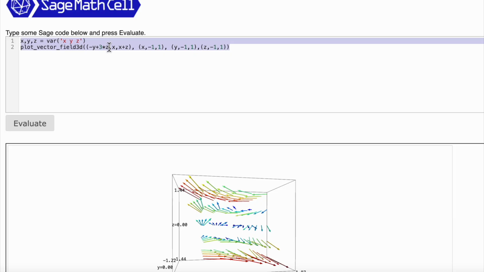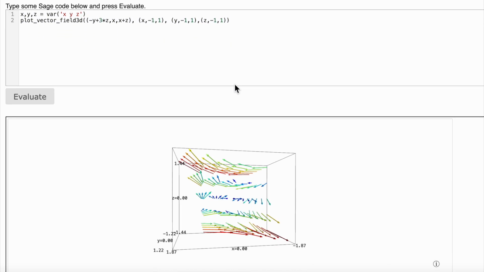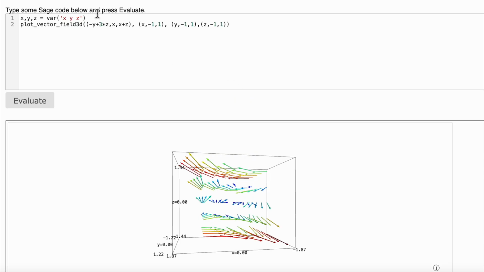Let's check some other examples. So this one will be in 3 dimensions. I mean, the vector field can be in any number, we said, in any space Rn. So in this case, we consider this vector field, the one whose components are minus y, 3z for the first, x for the second component, and x plus z for the third.